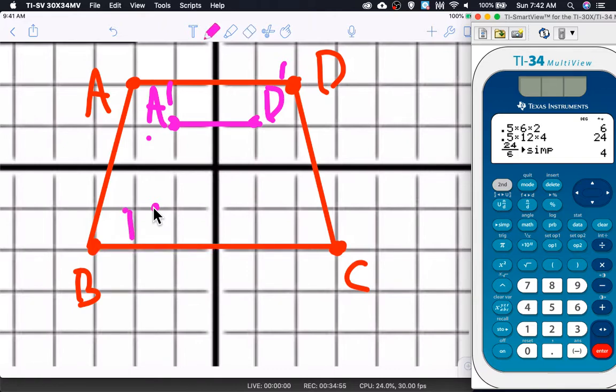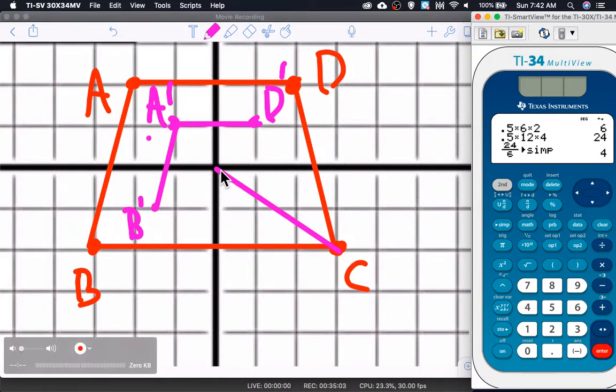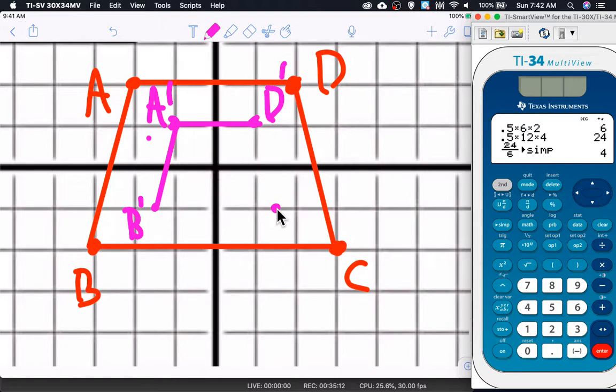So there's point B prime and C. Halfway, I mean, I'm just looking at this, it's down 2, so down 1 right there. Right there is where we want, and that is C prime. So that is our dilation.